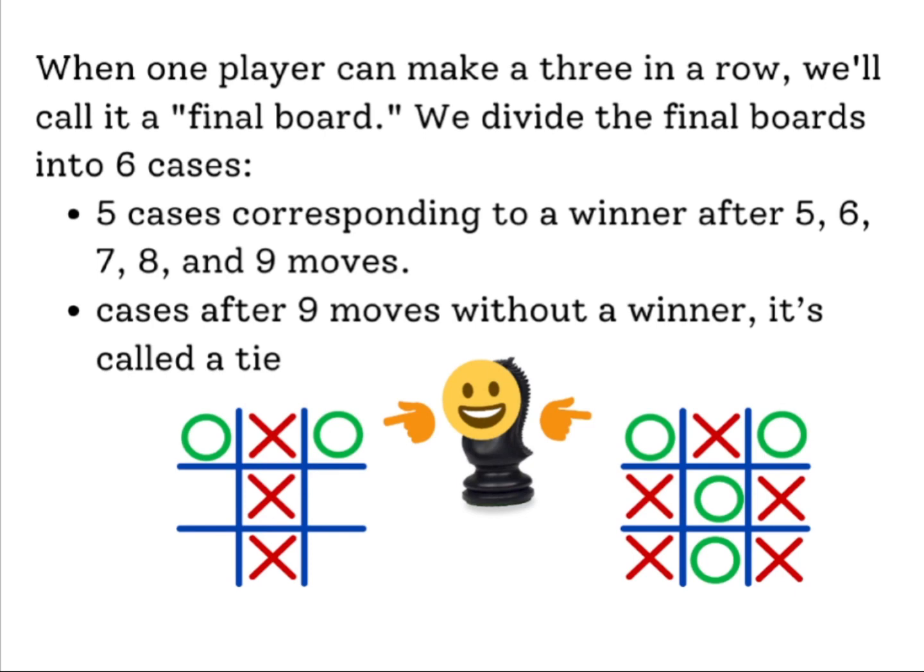We divide the final boards into 6 cases. 5 cases corresponding to a winner after 5, 6, 7, 8, and 9 moves. Cases after 9 moves without a winner, it's called a tie.